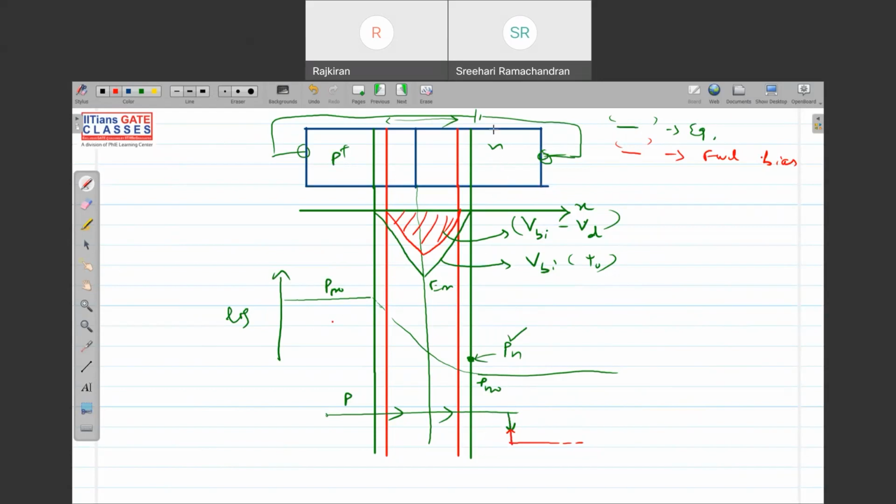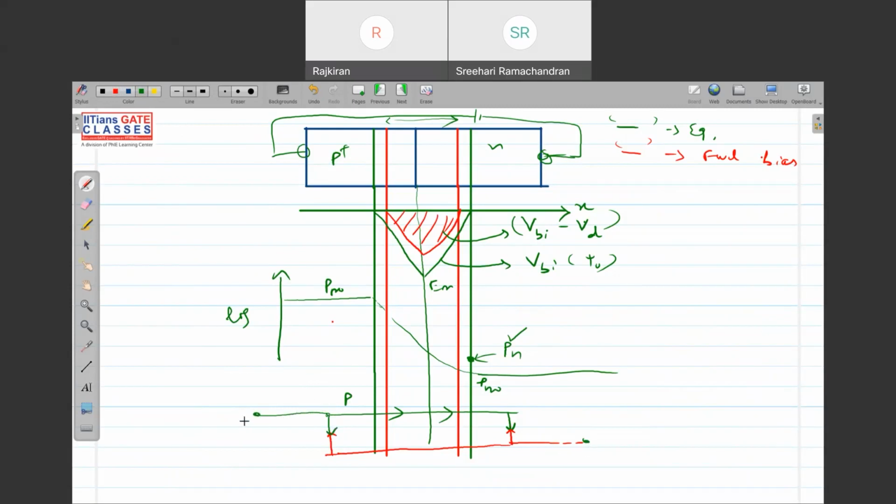Similarly, because the electric field is reduced, the electrons will be injected from N side to P side. And since the electrons are more in the P side now, again the contact will inject the holes. They will recombine with the electrons. Clear? So this is the contact. This is the contact.